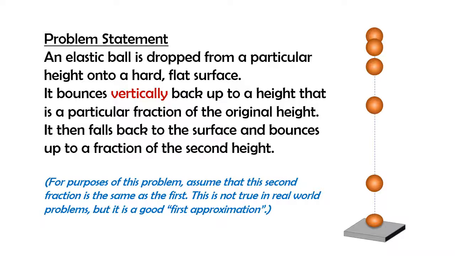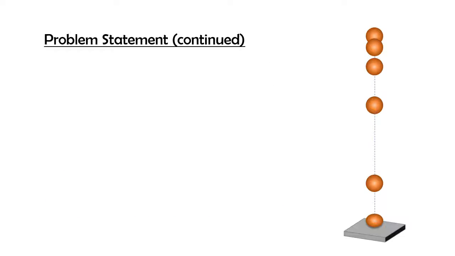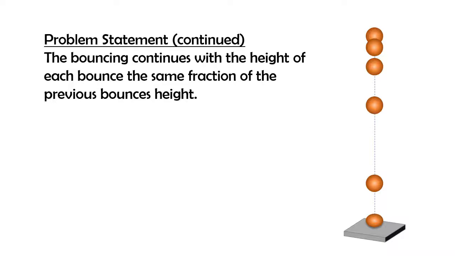And again, for the purposes of this problem, we assume that the fraction is the same as the first, and so on and so on. This is not true in a real-world problem, but it's a good first approximation. Things like friction and air resistance happen in real-world problems, but we'll say that this is a very elastic bouncing ball. The bouncing will then continue each time: it bounced once, it bounces twice, and so forth, and each time it bounces, it will bounce the same fraction of the previous height.